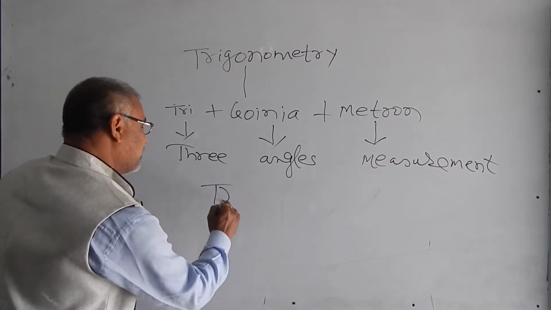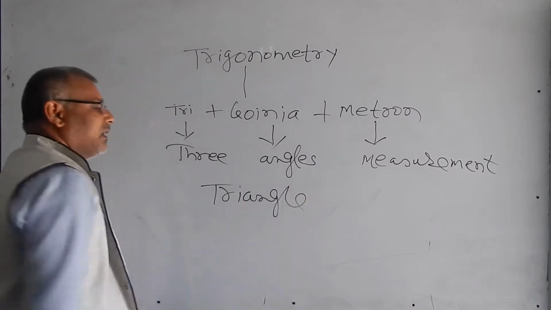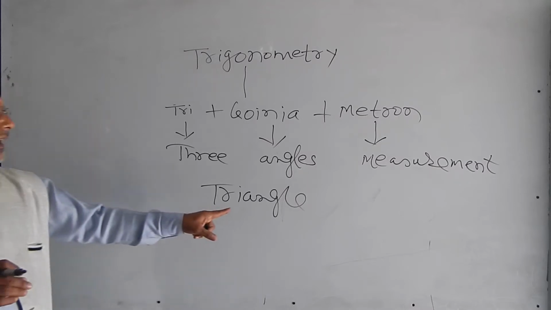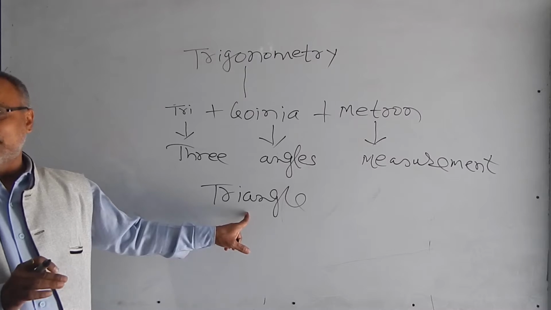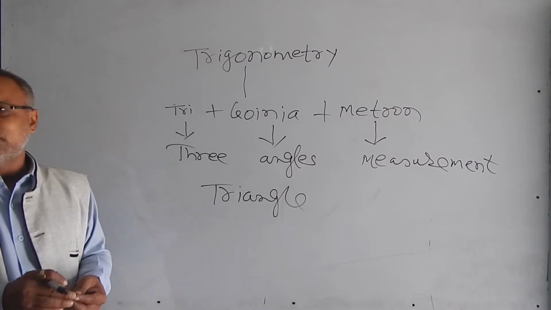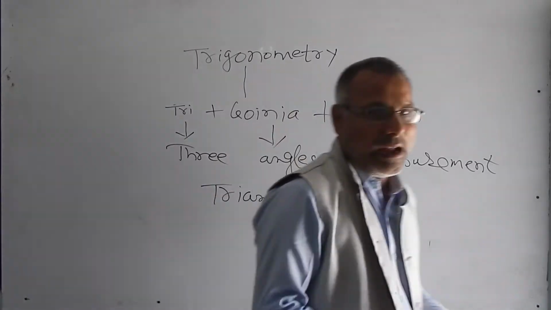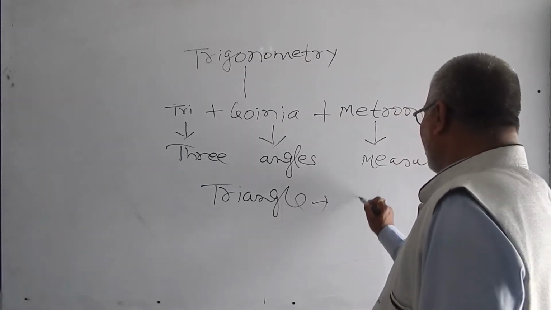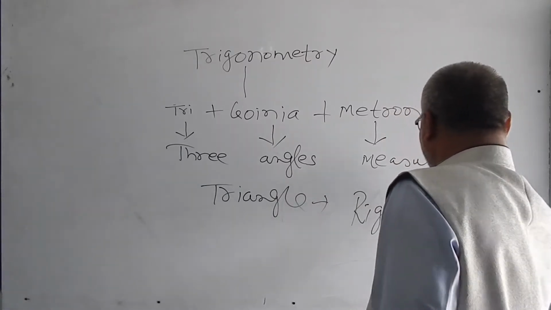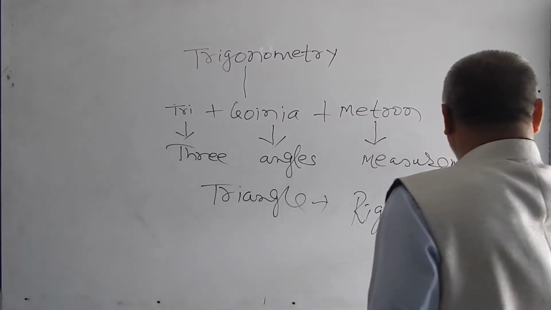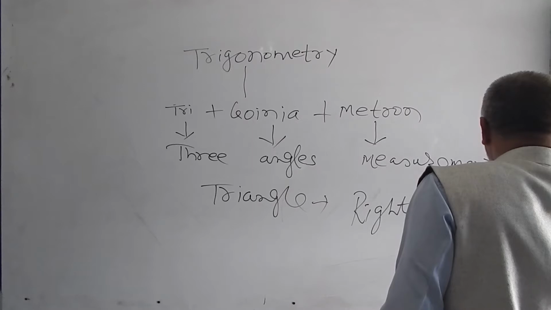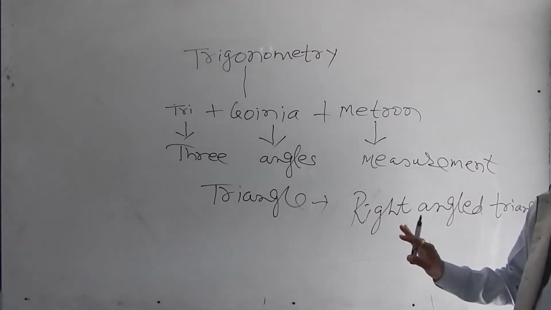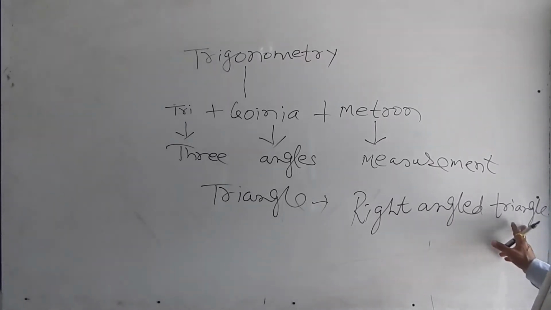And in a triangle there are three angles, everyone knows. But there are six types of triangle: three according to arms and three according to angles. Among the six types of triangle, in trigonometry we basically use the right angled triangle. So we must know the idea about the right angled triangle.